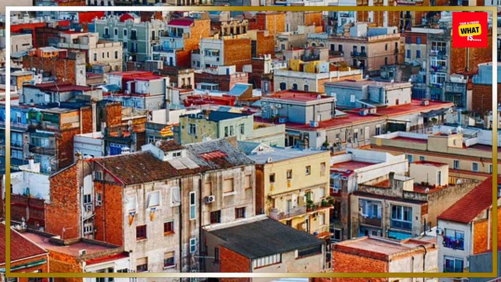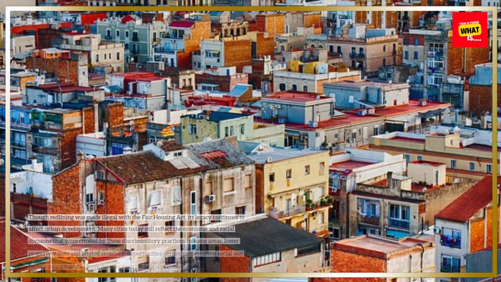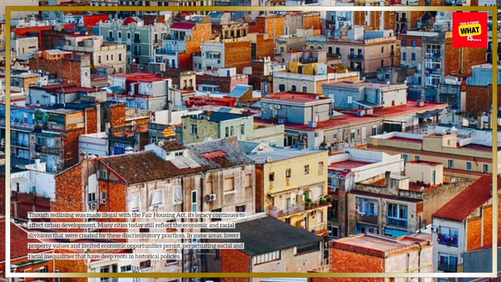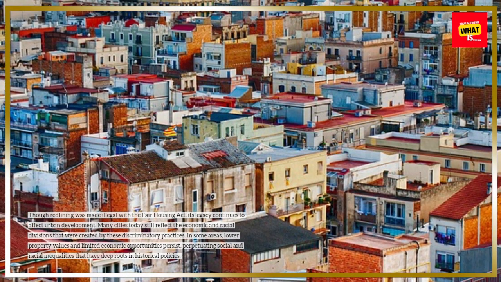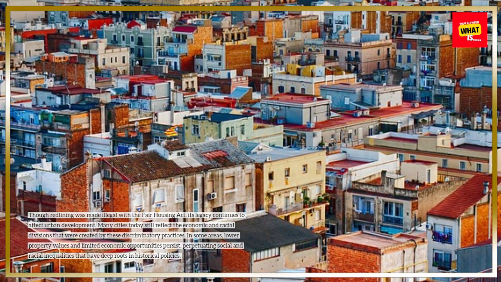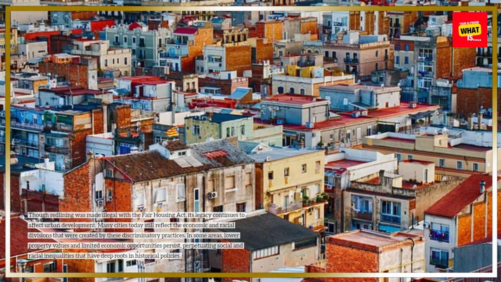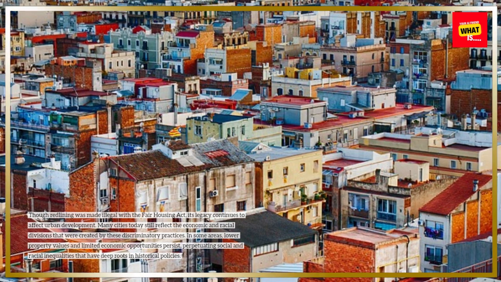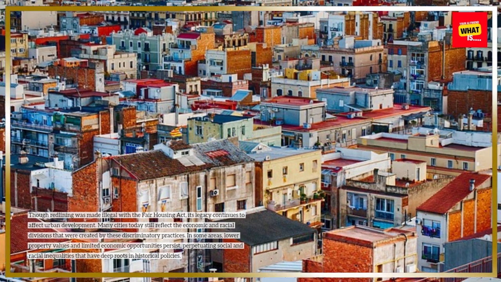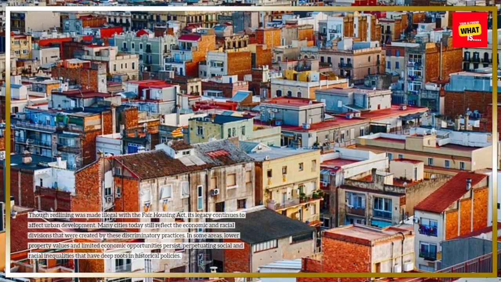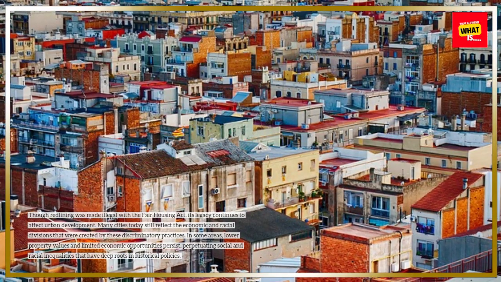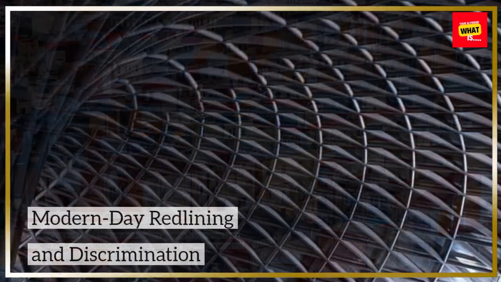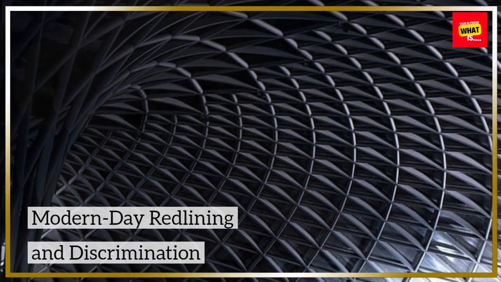The continuing legacy of redlining. Though redlining was made illegal with the Fair Housing Act, its legacy continues to affect urban development. Many cities today still reflect the economic and racial divisions that were created by these discriminatory practices. In some areas, lower property values and limited economic opportunities persist, perpetuating social and racial inequalities that have deep roots in historical policies.